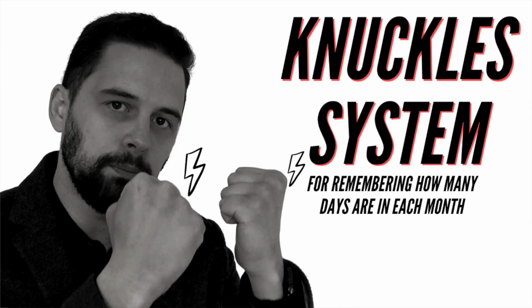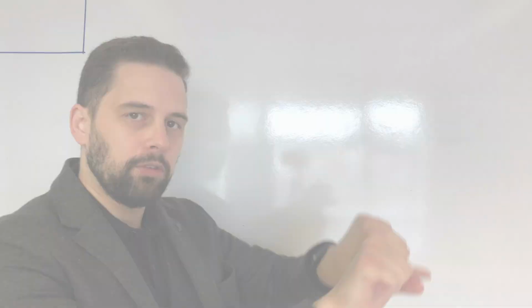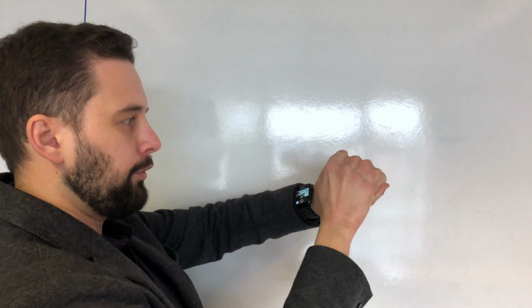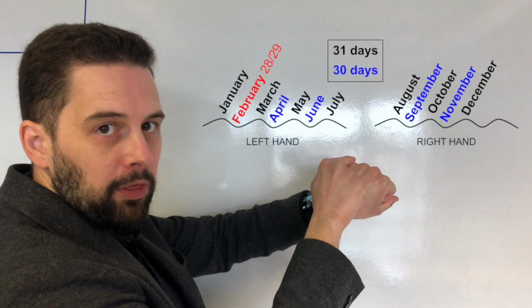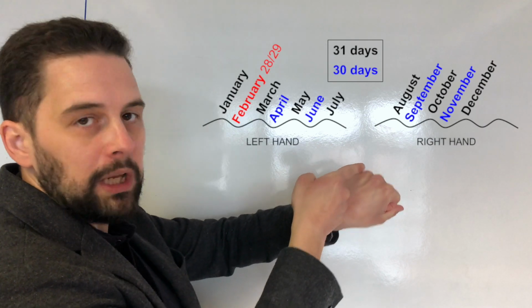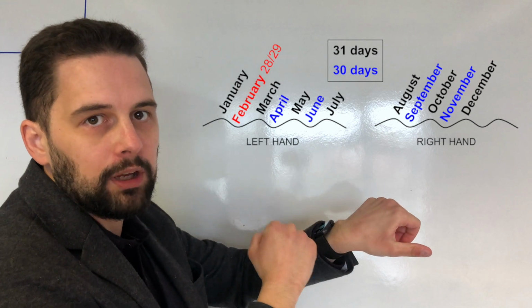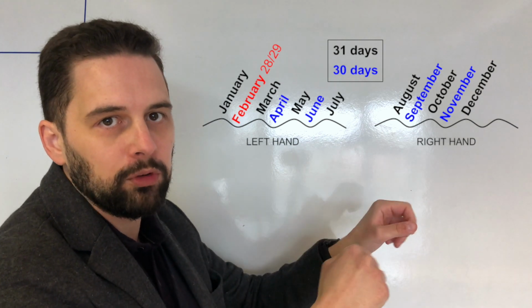I'd like to teach you the knuckle system for knowing how many days are in each month. So you put your hands together like so, and if your knuckle is there, then it must be 31, and if it's between your knuckles, then it's not 31. It's either 30 or it's February, which is 28 or 29.